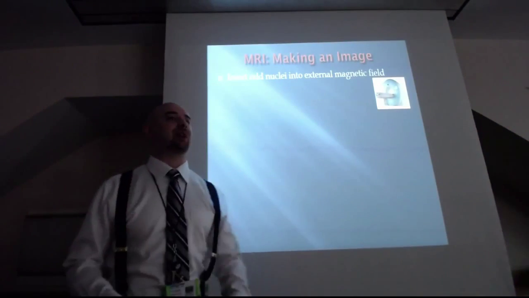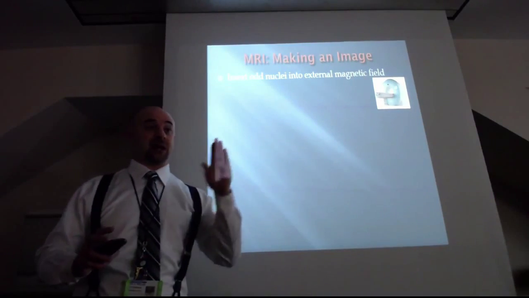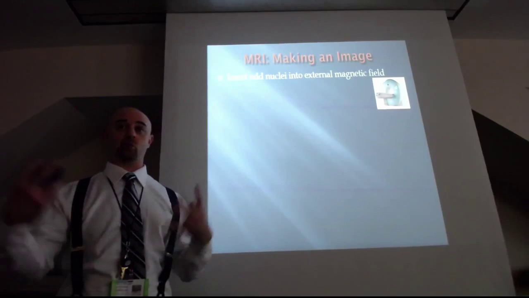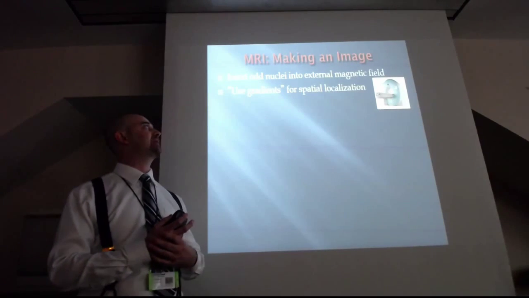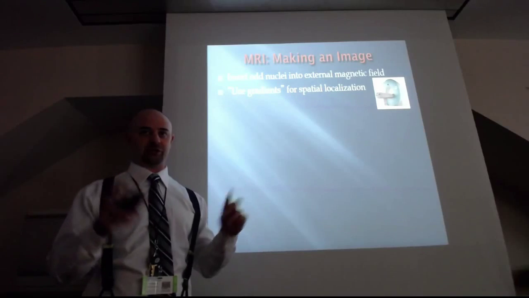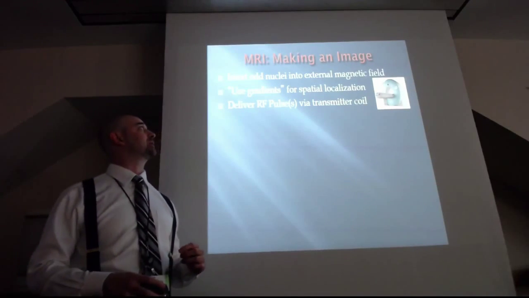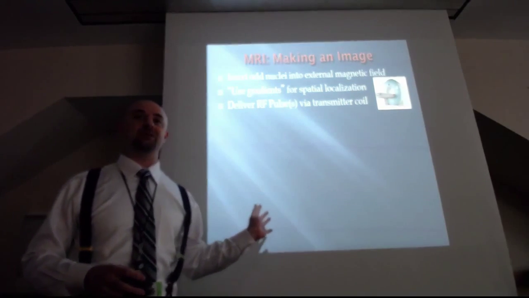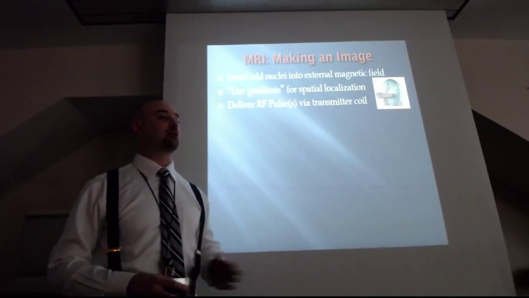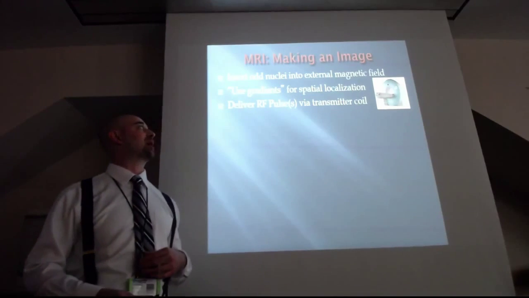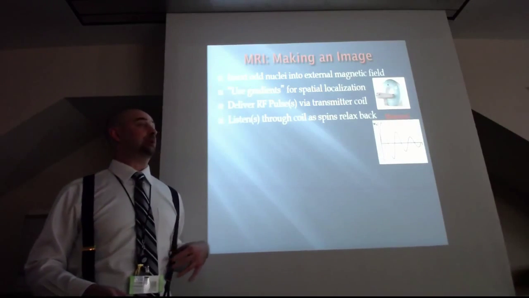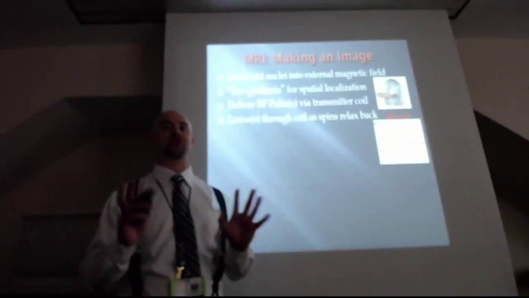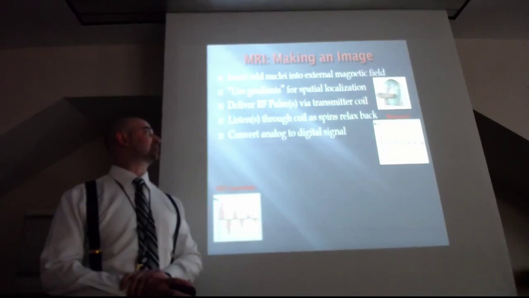One slide review of last time. Basically, you have to have odd proton number, odd mass number nuclei within the bore of the magnet, which applies a large external magnetic field. We've mentioned just offhandedly that we use gradients for spatial localization. You deliver an RF pulse, which rotates the overall magnetization from the longitudinal plane, the Z plane, into the XY plane. Then you listen through that same coil, and you listen to a signal which looks like a sinc function as you get the information back.